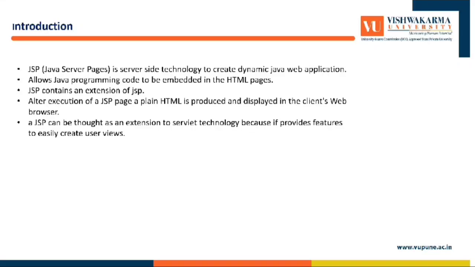JSP is a server-side technology to create dynamic Java web applications. It allows Java programming code to be embedded in HTML pages. A JSP file has the extension .jsp. After execution of a JSP page, plain HTML is produced and displayed in the client web browser. A JSP can be thought of as an extension to servlet technology because it provides features to easily create user views.